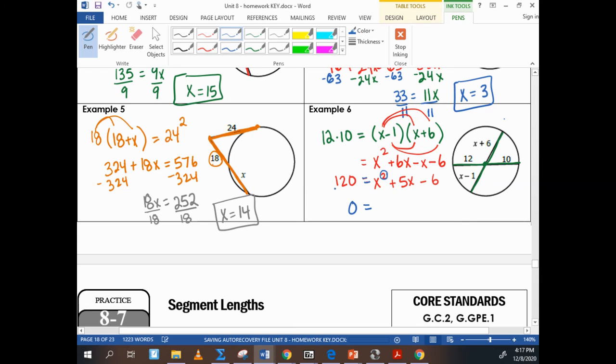I'm going to put the 0 over here. So I'm just going to subtract 120 from both sides of my equation. All right, let's go ahead and combine some like terms. So we've got x squared plus 5x, and then -6 subtract 120 is -126. All right, now, so step 1, I'll just put it right there. Step 1 was that. Step 2 is to factor it.